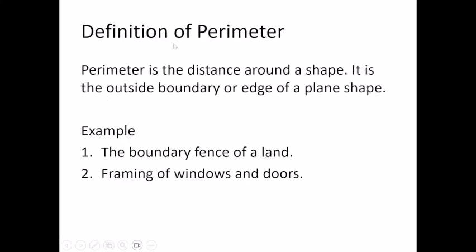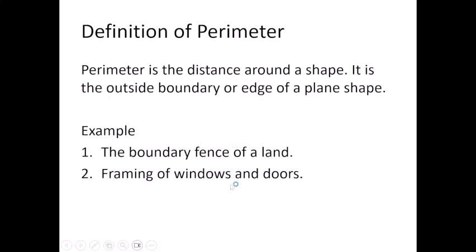Okay, now definition of perimeter. We say perimeter is the distance around a shape. It is the outside boundary or edge of a plane shape. And the good example I used that day in class, I used the fence of a land. So when you go through your boundary, that is the fence of your land. When you walk around it, you are actually walking around the perimeter. That means you are trying to know the total length that covers your land, which is the boundary surrounding your house or your land. So a good example again is the frame of your door or your window.